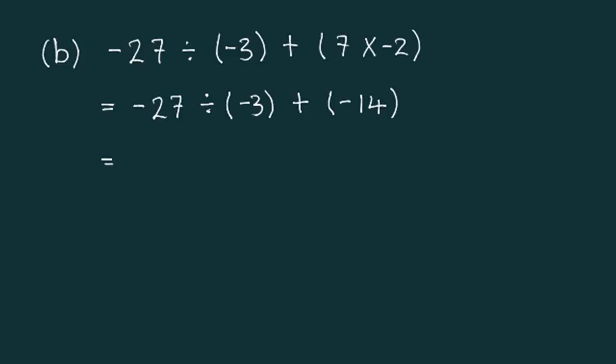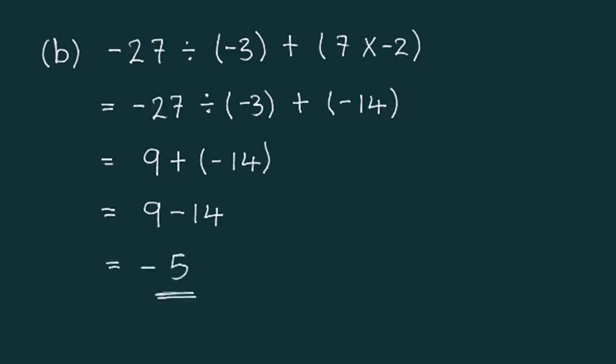Now that the brackets are simplified, we can go on to the division, where we can divide negative 27 by negative 3, and what we get is 9, and it's 9 plus minus 14. Now these are unlike signs, positive and negative. So what do we get? We get an overall negative sign, so it becomes 9 minus 14, and 9 minus 14 is negative 5. So negative 5 is our solution there.